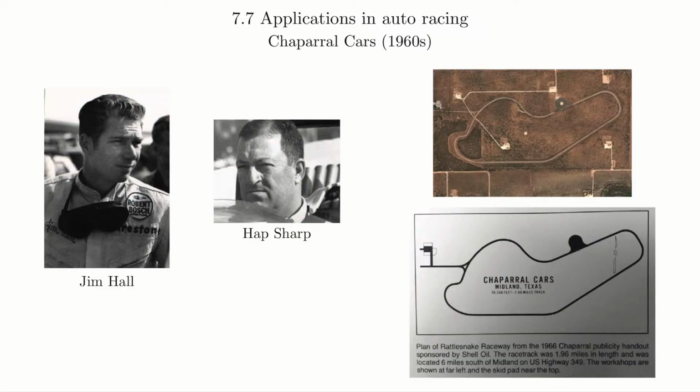So one of the first things that he and Hap Sharp do is buy some land and build their own racetrack. It's called Rattlesnake Raceway. I'll show a picture of it here. Basically, this racetrack is instrumental in developing the race cars because it gives them the ability to go out and test all the changes they make immediately.